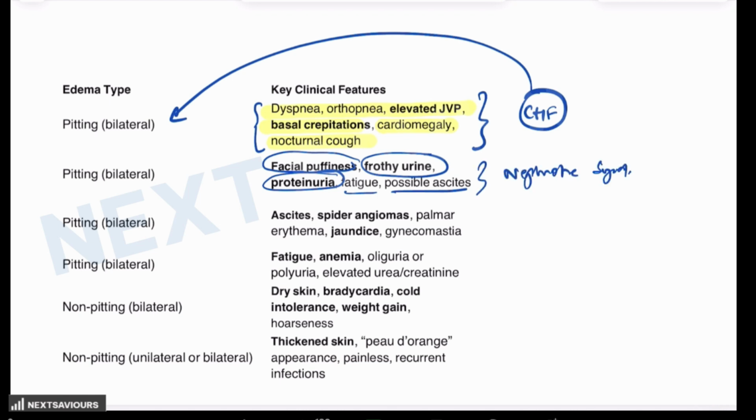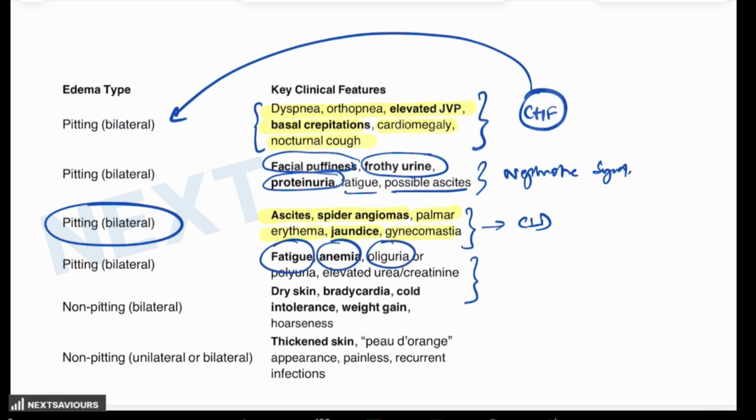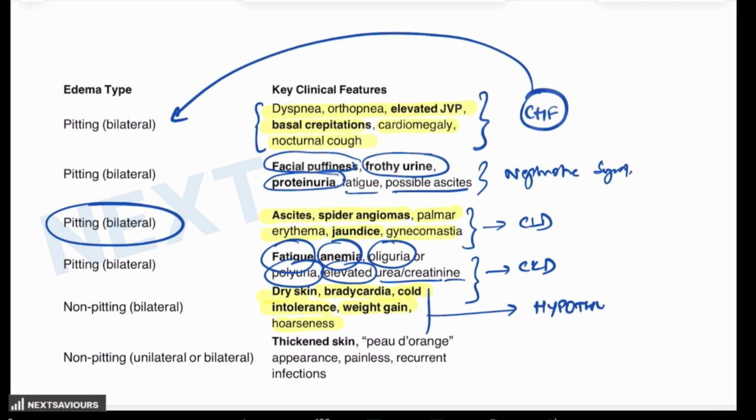If the question is providing you the history of ascites, spider angiomas, palmar erythema, jaundice, or gynecomastia, obviously it is all pointing towards chronic liver disease, which again is a reason for bilateral pitting edema. In a question, if there is fatigue, anemia, oliguria, polyuria, elevated urea to creatinine ratio, then it is a feature of chronic kidney disease. For the questions which are providing the history of dry skin, bradycardia, cold intolerance, weight gain, or hoarseness, you already came to the conclusion that it is all because of hypothyroidism or myxedema.